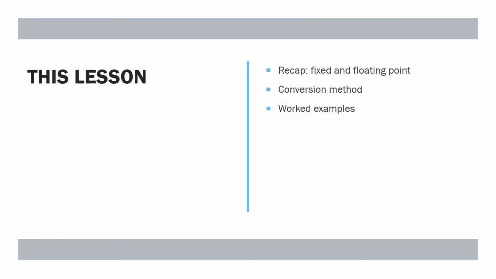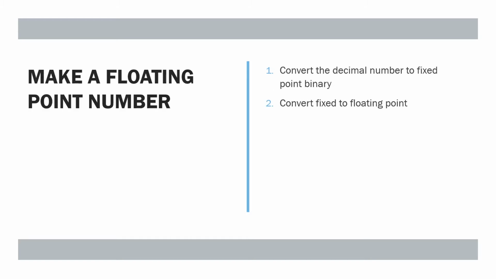So in this lesson, we'll briefly recap what we've learned already about fixed and floating point numbers. And I'll teach you a conversion method for turning any fixed point number into a floating point number, and we'll look at some worked examples. So making a floating point number from a decimal number takes two steps. First, we turn the decimal number into a fixed point binary number in the way that we learned last week. And then we'll convert the fixed point to a floating point number. So that one we've done. This one we haven't done yet, so I'm going to do that now.